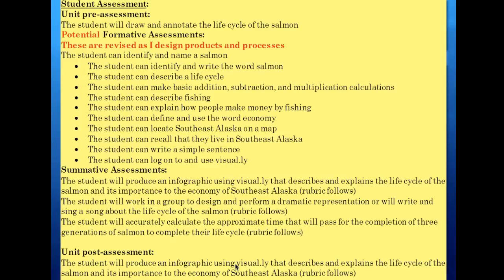Students will accurately calculate the approximate time that will pass for the completion of 3 generations of salmon to complete their life cycle. So this is all about the salmon. And these are all small performance tasks. I would say that in the big scope of things, from what I look at in the formative assessment, these are not culminating performance tasks, but they are performance tasks. The unit post-assessment will produce an infographic just as it's set up above. So there's the post-assessment, and that tells you that they know about salmon.